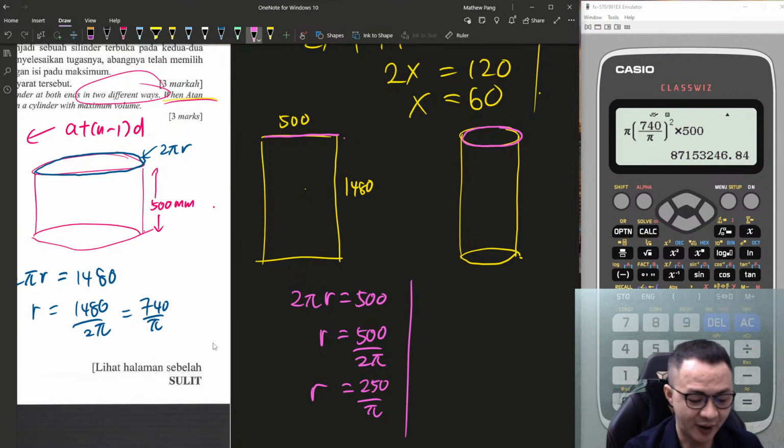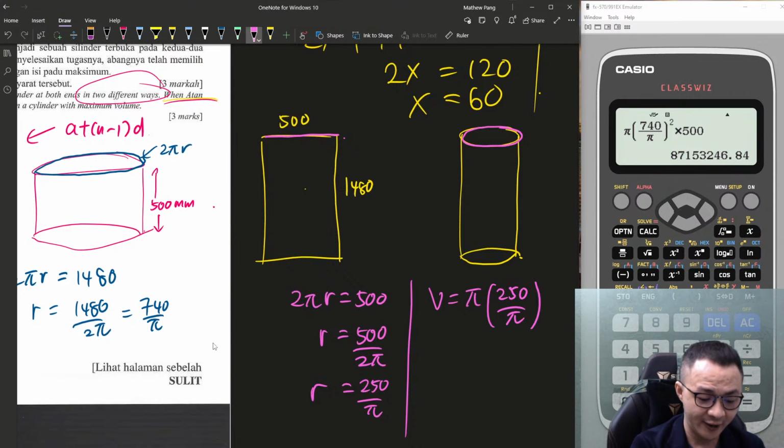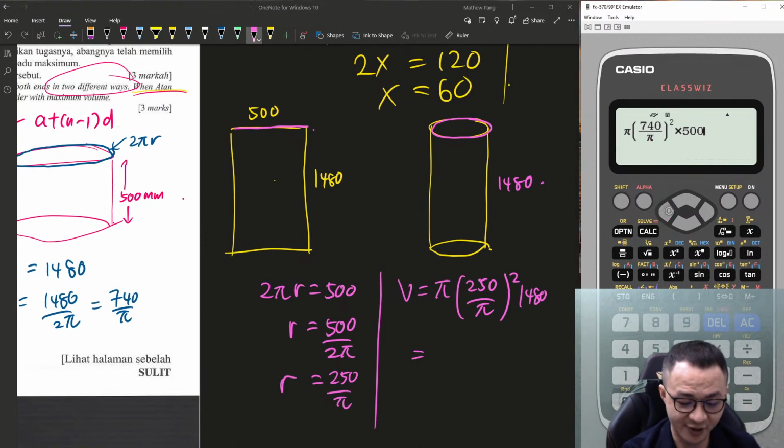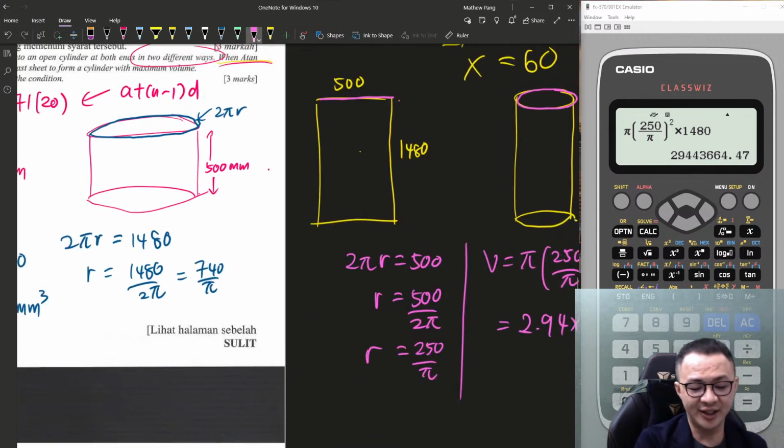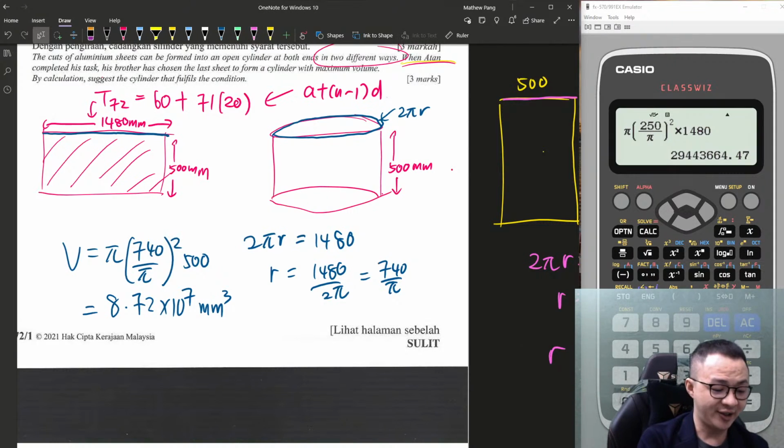So my volume is pi r square h. H is 1480, right? So let's change it. So it's 2.94 multiplied by 10 power 7. So by comparing, which one actually gives you maximum volume? Obviously the first one, right?